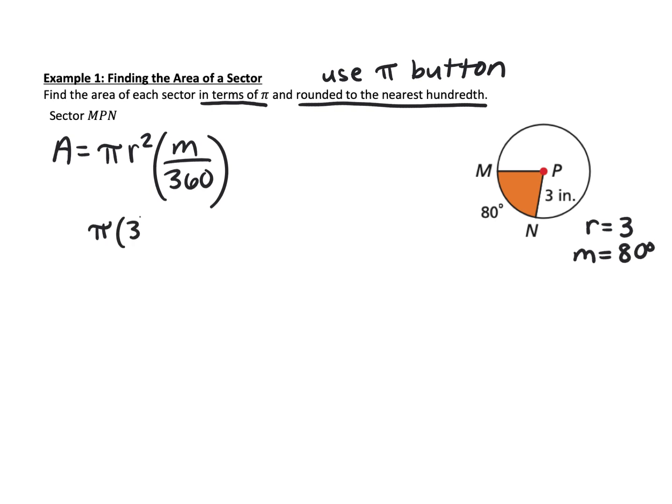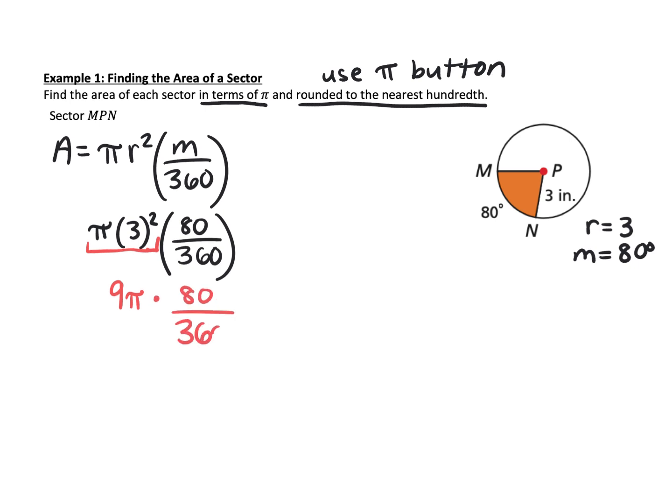Pi times 3 squared multiplied by 80 over 360. And then before we go to our calculator, let's simplify 3 squared to 9. So this is 9 pi times 80 over 360. And I'm going to show you a little trick on how you can enter this on your calculator so that it gives you the reduced fraction as your answer. On your calculator, if you type 9 times 80 over 360, there's a fraction button on the calculator. I'll show you it in a minute. It's the N over D button.